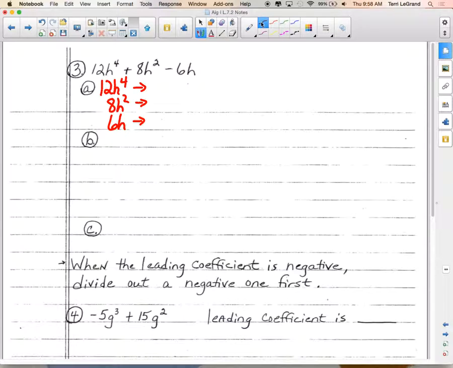What's the prime factorization for 12? 2 times 2 times 2 times 2? No, 2 times 2 times 3. Because 4 times 3 is 12, but 4 is not prime. But 2 times 2 is 4, and 2 is prime, so 2 times 2 times 3 makes up our 12. And then we have h times h times h times h.